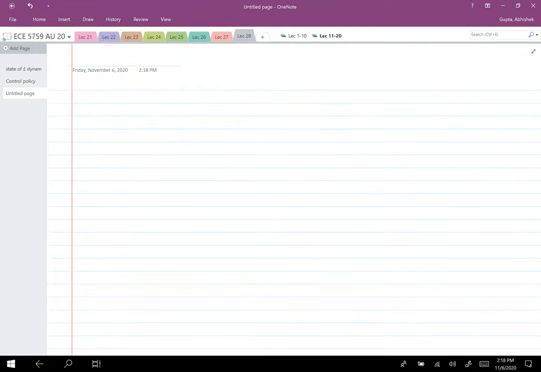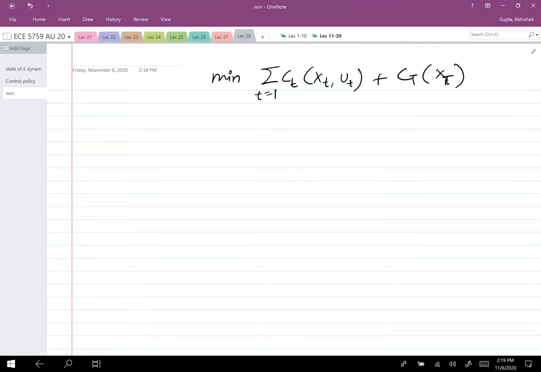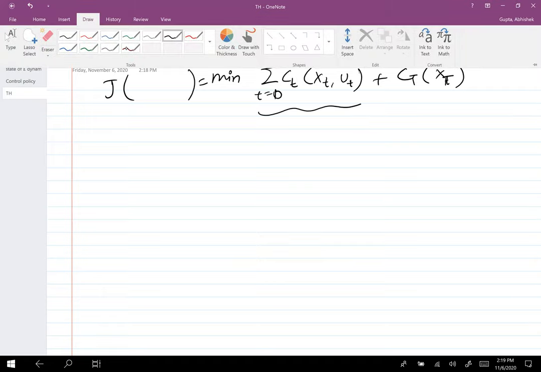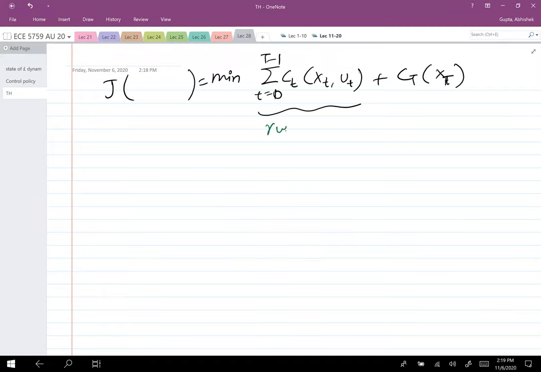Okay. Now let's formulate an optimization problem. So I want to minimize the running cost plus the terminal cost, summed from t equals 0 to T minus 1. And this would be my J. I'm not going to tell you yet with respect to what we are minimizing and what J would be a function of. We'll talk about it in a bit, but I'm just going to introduce some terminology in order to have a better discussion later. So this is called running cost.